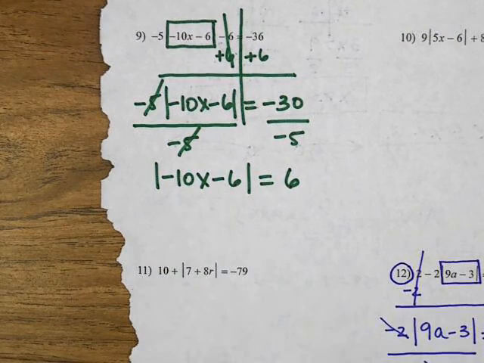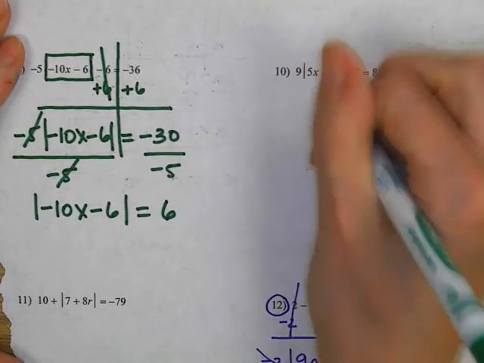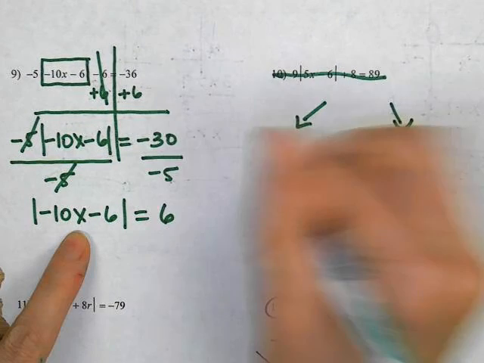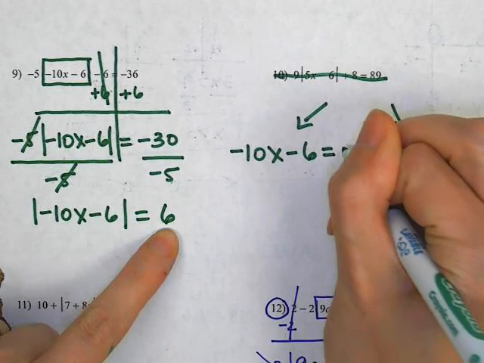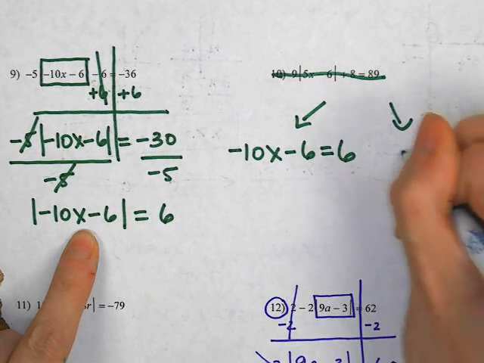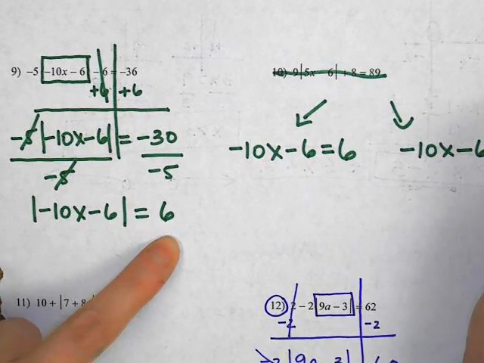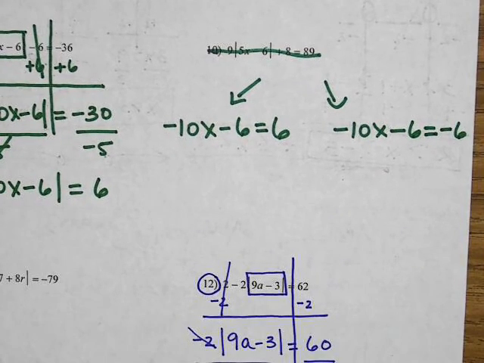So when it's equal to a positive number, we have to actually do it. So I'm just going to go over here. Our two equations are going to be negative 10x minus 6 equals positive 6. And then we have negative 10x minus 6 equals negative 6. Because we got to get the left and the right. And then you guys just solve both.